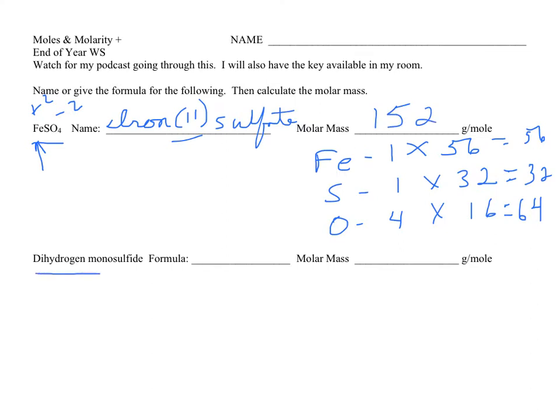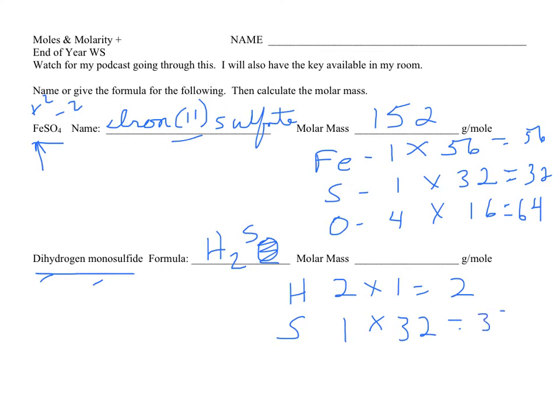Down here, we have dihydrogen monosulfide. Obviously, this is a covalent compound, a molecule. It's using prefixes for the naming. Di means 2, so we have H2, and mono means 1. Remember, mono only goes on the second element, never on the first. And so that's H2S. For molar mass, I do the same thing. I have hydrogen and sulfur. 2 times 1 equals 2, and the sulfur is 1 times 32 equals 32. Add them both together. A mole of dihydrogen monosulfide would have a mass of 34 grams.